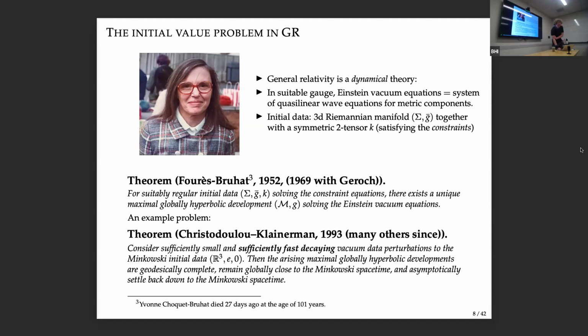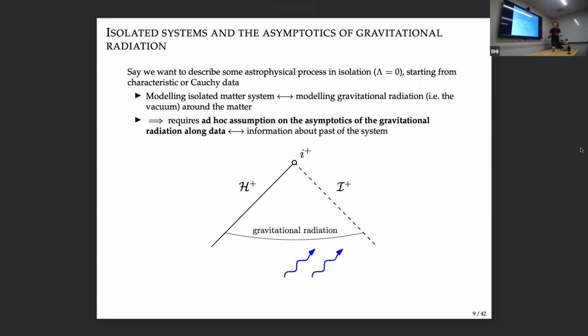Okay, so this was the very basics, and now I want to explain in more detail the kinds of conceptual problems that I'm interested in in this talk. So let's say you want to describe some astrophysical process in isolation, viewing GR as a dynamical theory, starting from characteristic or say hyperboloidal initial data. Then in particular, the task of modeling an isolated matter system requires modeling the vacuum around that matter system. In particular, you have to make a choice for how the gravitational radiation around the matter looks like.